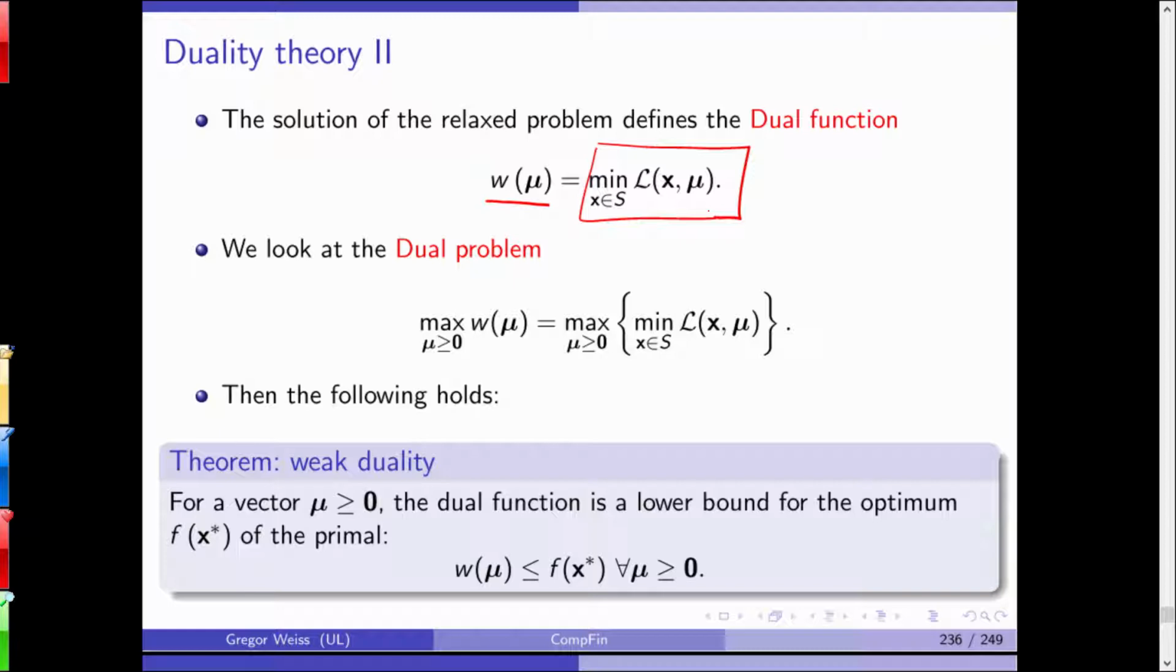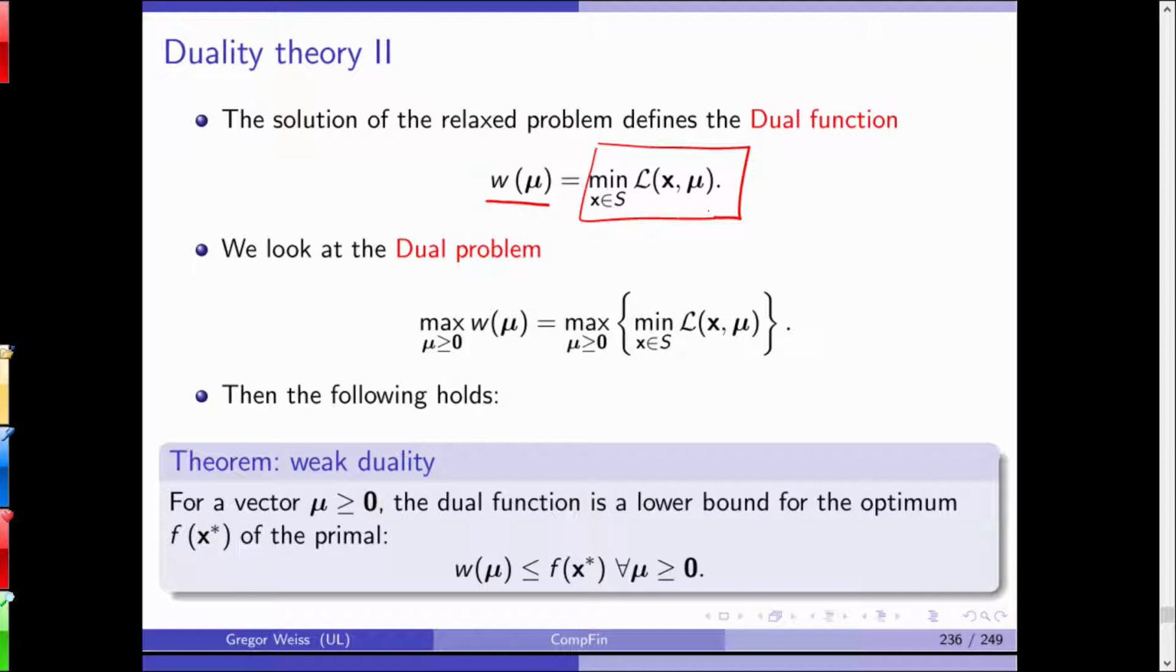And not surprisingly, it's equivalent under certain conditions. The first theorem is weak duality: for a non-negative vector mu, the dual function is a lower bound for the optimum of the primal. So this means that W is less or equal than f at x star for all vectors of Lagrange multipliers.